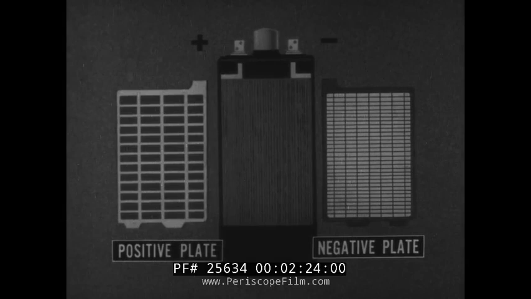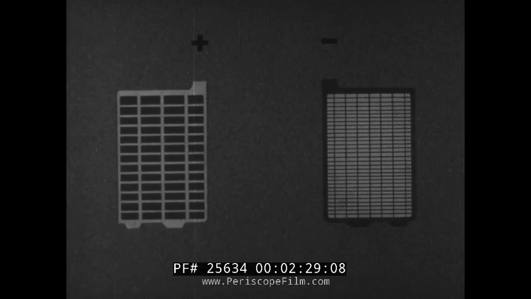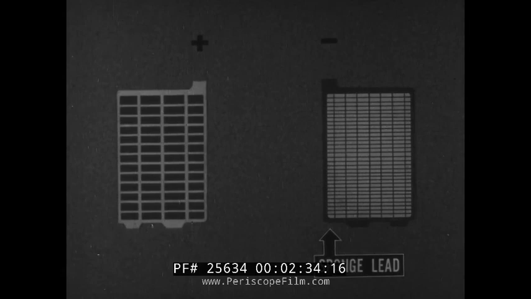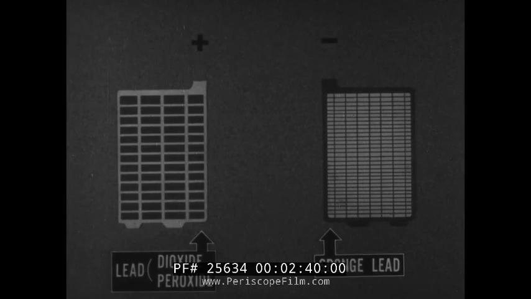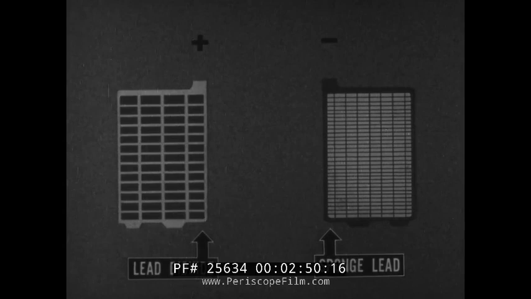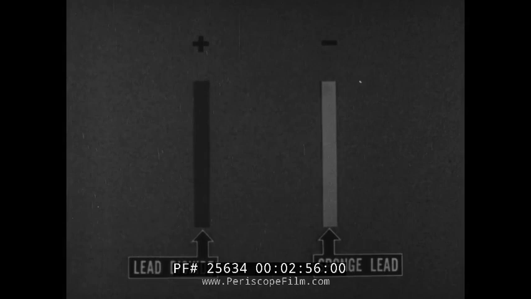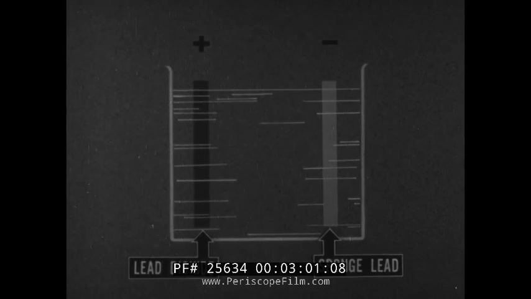The negative plate is made of pure lead, which is soft and spongy and called sponge lead. The positive plate's active material is a lead compound, brownish colored, called either lead dioxide or lead peroxide. The terms are interchangeable, but we'll use only one of them here to avoid confusion: lead dioxide. Now, if we took our negative plate and our positive plate and placed them in a jar filled with an electrolyte, we would have a cell.